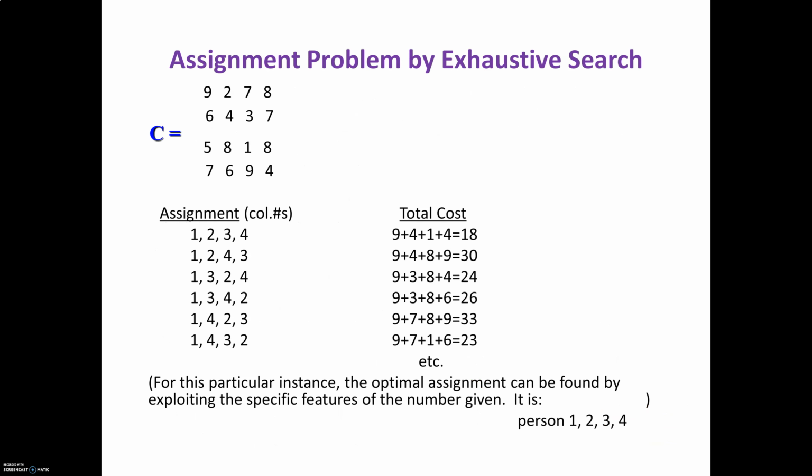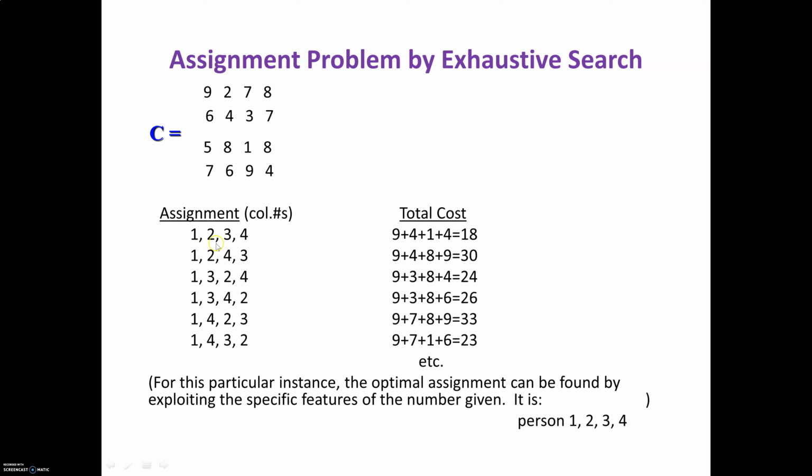Take the example here. This is the cost matrix given. How do you find the solution? You have to find all permutations of these 4 jobs, 1, 2, 3, 4. The total number of permutations is 4 factorial, which is 24. Find the total cost when you make the assignment according to each permutation, and from that choose the minimum total cost.